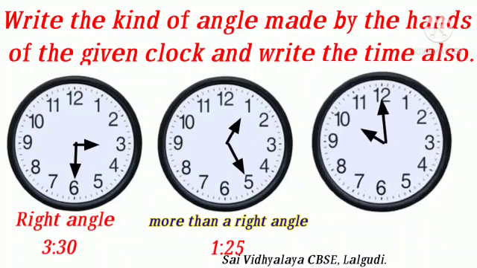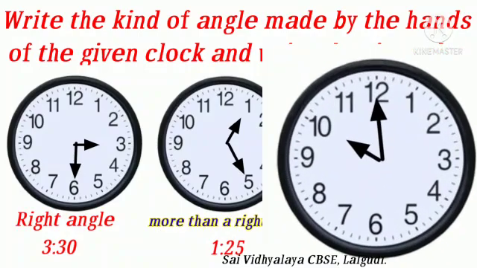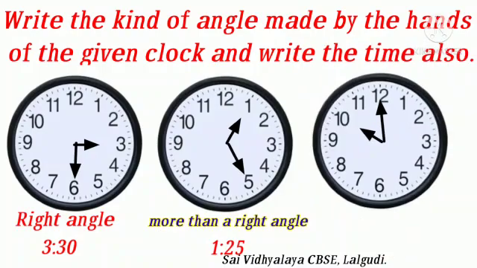Look at the next clock. What kind of angle is made by the hands? Less than a right angle. Yes, less than a right angle. Now let's write the time. Here, shorthand shows number 10 and longhand shows number 12. It means the time is 10 o'clock.